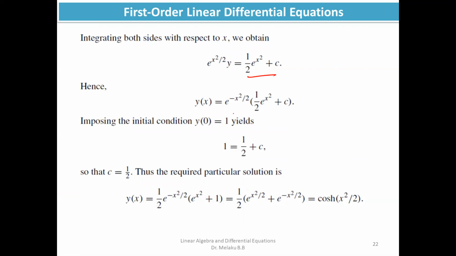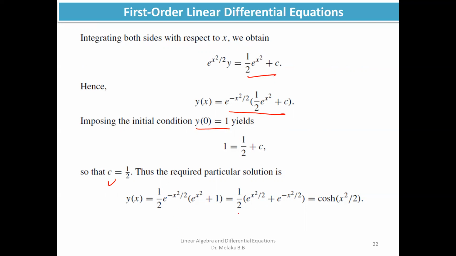Therefore, y of x will be e raised minus x squared over 2 times half of e raised x squared plus c. And upon using the initial condition, y at 0 is 1, because this will be 0, this will be 0, so this will be half plus c equal to 1, therefore c is half. Substitute it here in place of c.